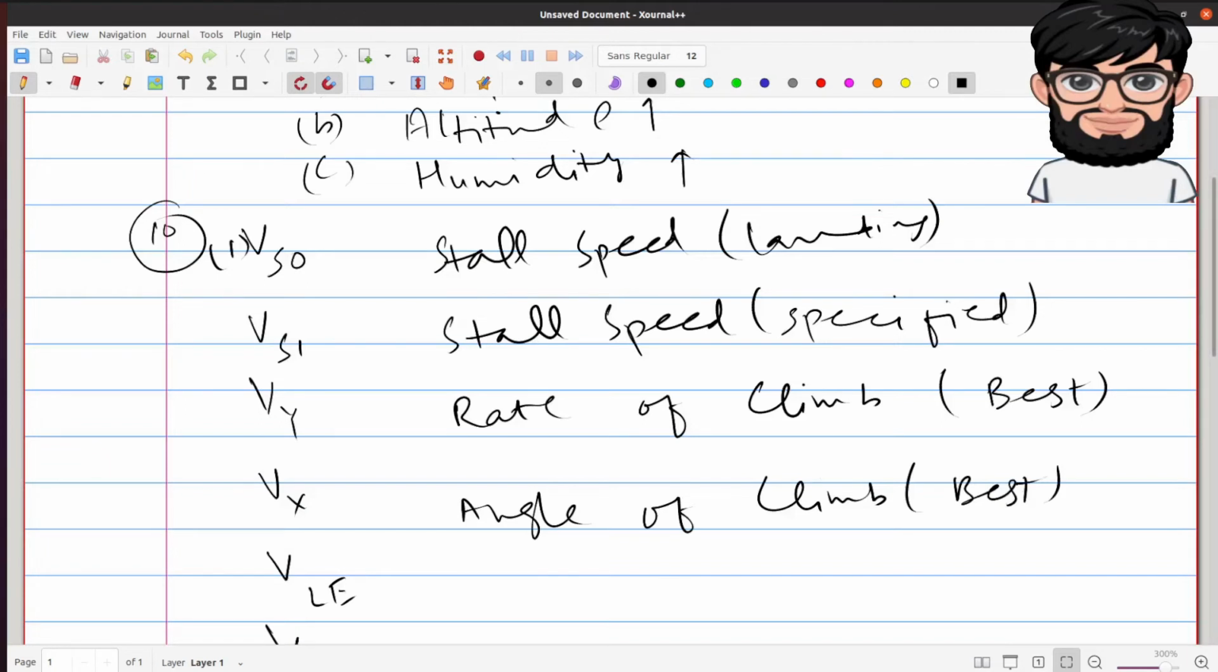And again, this is where the airplane, if you are flying at that speed, will be able to obtain the highest altitude in a given horizontal distance that is optimized for that.